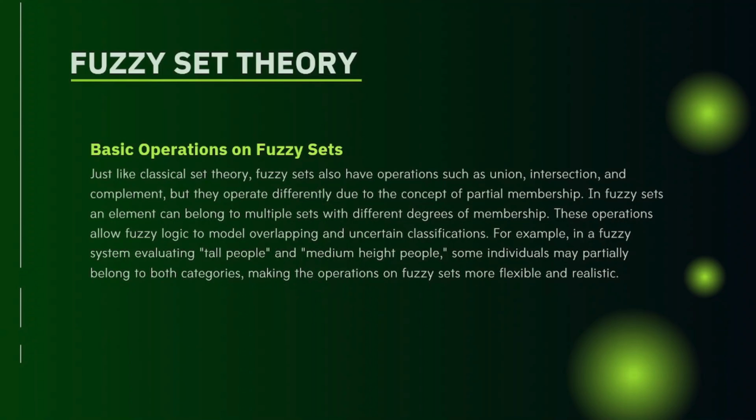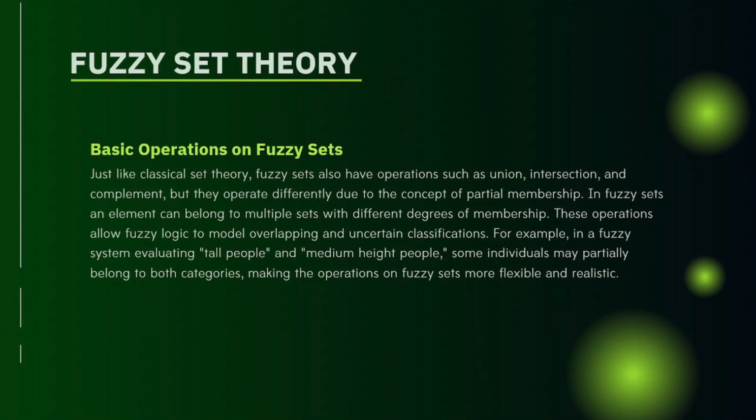But they operate differently due to the concept of partial membership. In fuzzy sets, an element can belong to multiple sets with different degrees of membership. These operations allow fuzzy logic to model overlapping and uncertain classification. For example, in a fuzzy set system evaluating tall people and medium height people, some individuals may partially belong to both categories, making the operations on fuzzy sets more flexible and realistic. A person can be, for example, 50% tall and 40% medium and 10% low.